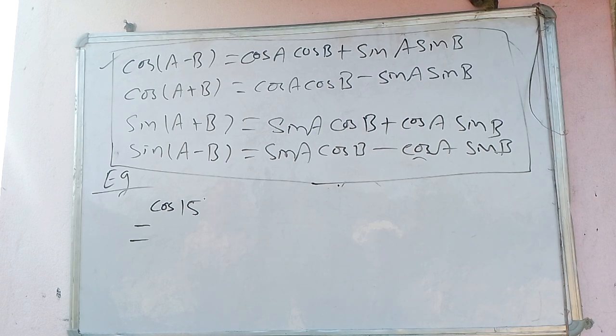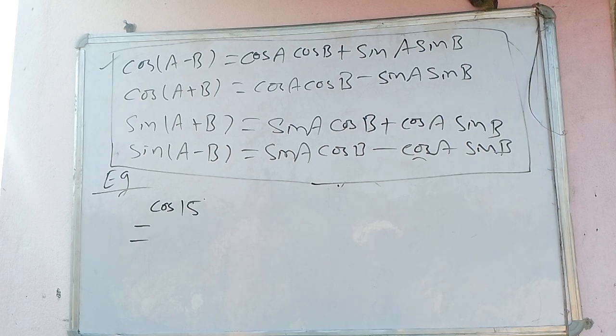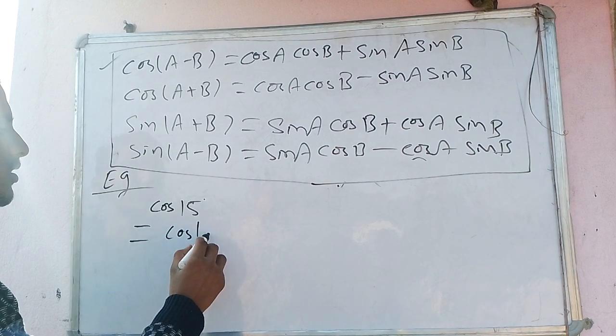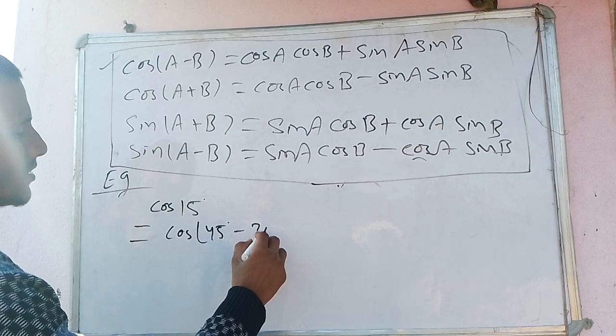A minus B form. Okay, A minus B you can use, but tell me those angles as well. Which angle minus which angle? Tell me. Okay, it's easy. It's going to be cosine of 45 minus 30.